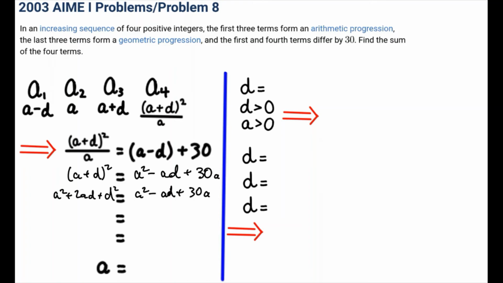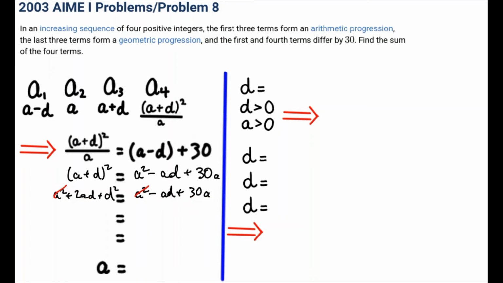Now, as you can see here, we have a squared on both sides. So let's just cancel them. And what we're going to do now is make a the variable of the equation. What that means is that we're going to group all the things with a, these over here, onto one side of the equation and everything else on the other side.